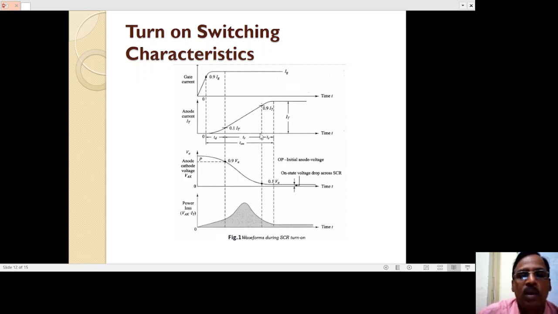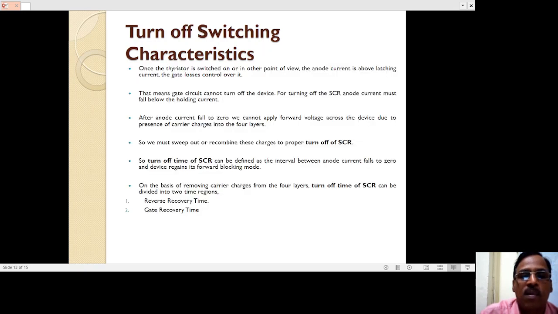So this is all about the turn on switching characteristic. Next we have turn off switching characteristics. See here. In turn off process, when an SCR is switched on, gate current has no control. We have to turn off the SCR. If we reduce gate current to 0, it has no effect over the anode current.